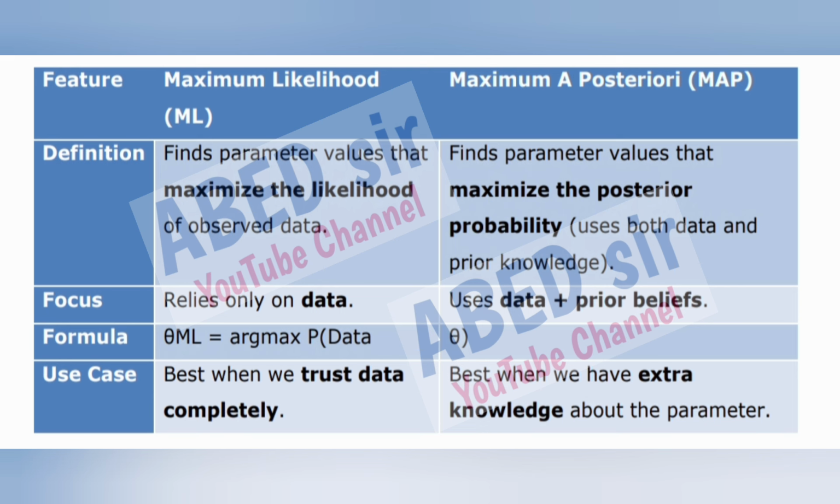Definition: ML finds parameter values that maximize the likelihood of observed data. MAP finds parameter values that maximize the posterior probability, using both data and prior knowledge. Focus: ML relies only on data. MAP uses data plus prior beliefs. Formula: theta ML is equal to argmax P(data | theta). Use case: ML is best when we trust data completely. MAP is best when we have extra knowledge about the parameter.